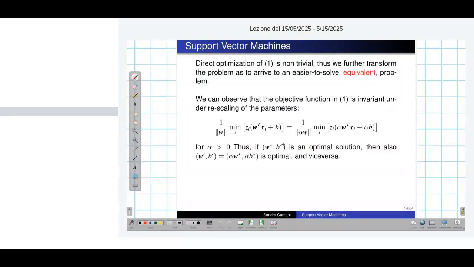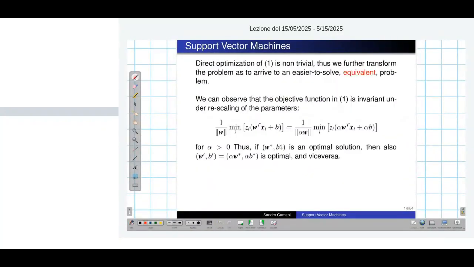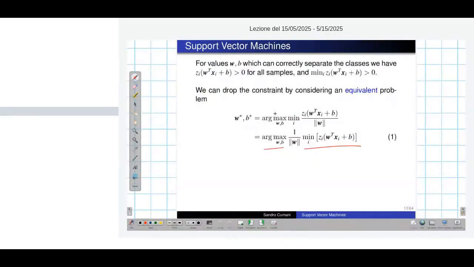Now, again, this still doesn't give us an easy to solve problem because I have a minimum here and a maximum outside. So now we introduce the observation that I was doing before. The objective function is invariant to rescaling of the parameters. It means that if we find a solution W and B that maximize this expression, then also alpha W and alpha B with alpha positive, because I don't want to flip the direction of W, and also alpha must be different from 0, otherwise it will not be true anymore, because I will have a division by 0 here essentially. If alpha is positive, then this will also be an optimal solution.